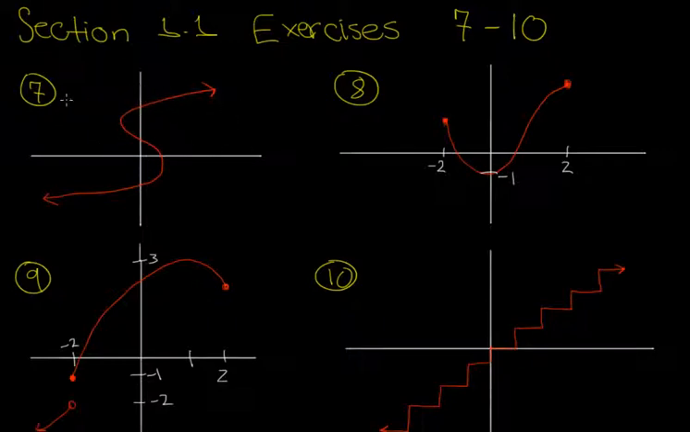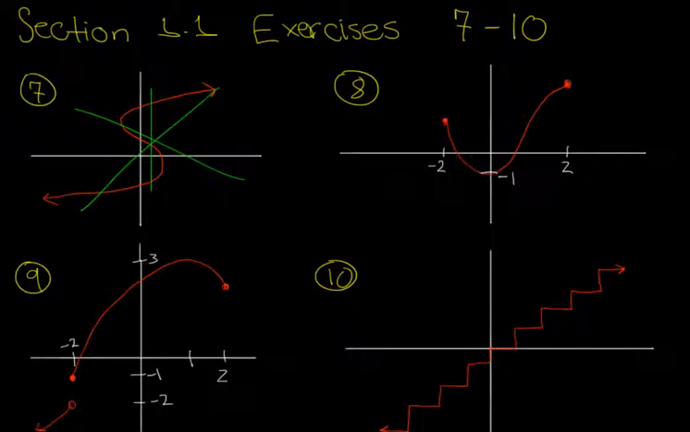So, looking at number 7, clearly we see it's not a function. It fails the vertical line test. So no domain and range for you. This one satisfies the vertical line test. There is one output for every input.